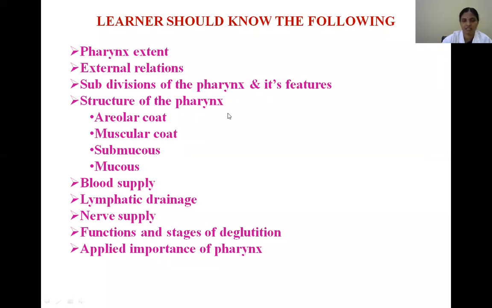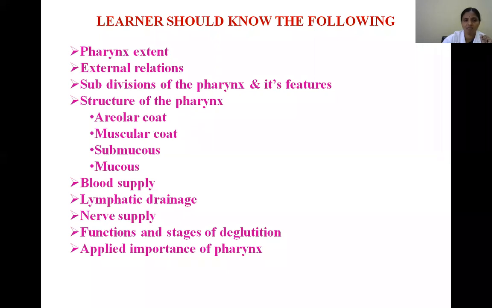Then structure of the pharynx. This is a tubular structure, so what are the different tissues, and how are they arranged? The arrangement from outside to inside begins with the areolar coat. As we already discussed in the GIT, the wall of the GIT is made up of four coats. From outside to inside, serosa or adventitia. In the case of the pharynx, in place of serosa or adventitia, we see the areolar coat. This is the loose areolar tissue which surrounds the entire wall of the pharynx.